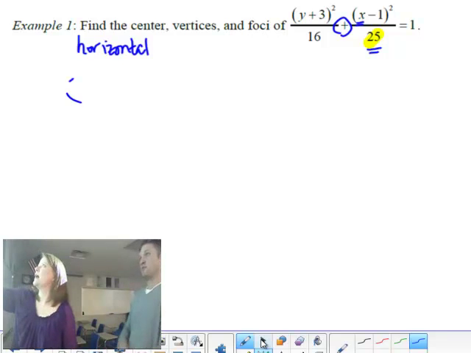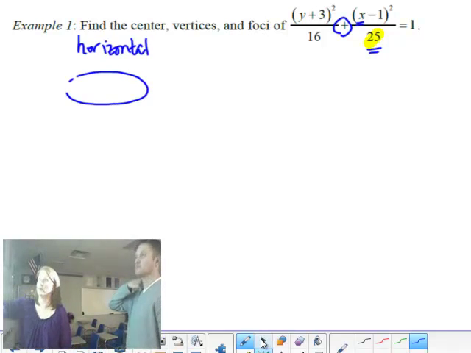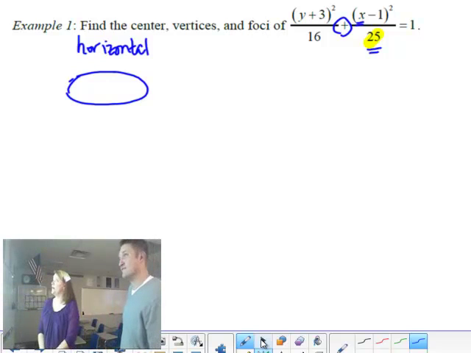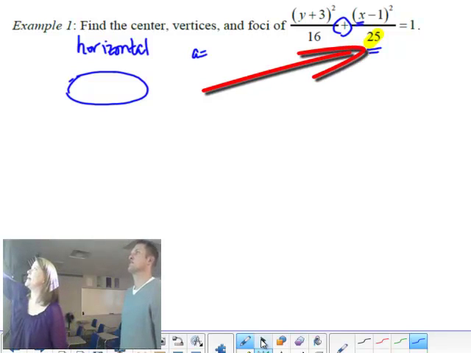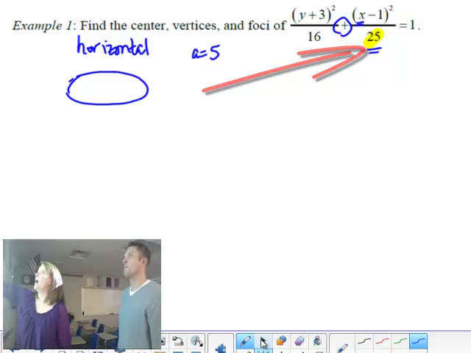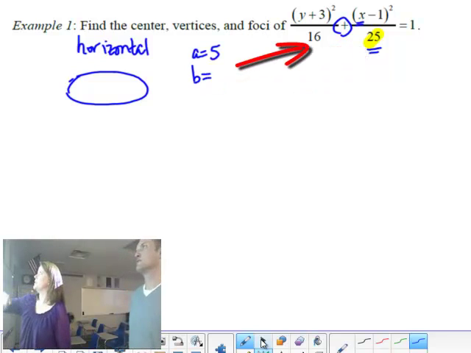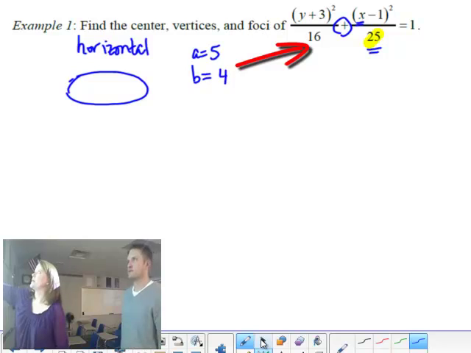What else can we pull from that? Looks good to me. So I know that the horizontal underneath the x is a squared. So I can know right away that a is 5, the square root of 25. I know that the other direction is underneath the y, and the square root of 16 is 4.